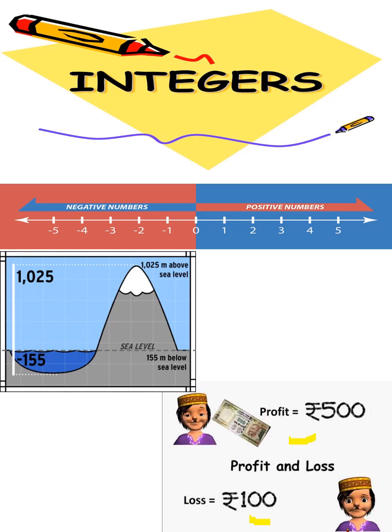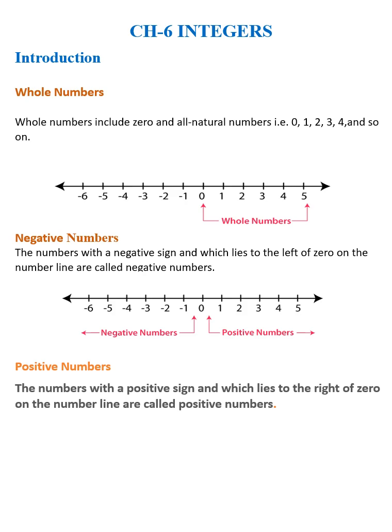An integer is a combination of positive and negative numbers which include 0 also. First we will talk about whole numbers. You have already heard about whole numbers. Whole numbers are those numbers which include 0 and all natural numbers, and it starts from 0, 1, 2, 3, 4, 5 and so on.